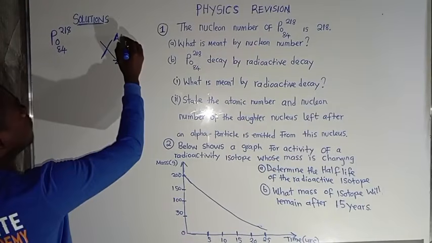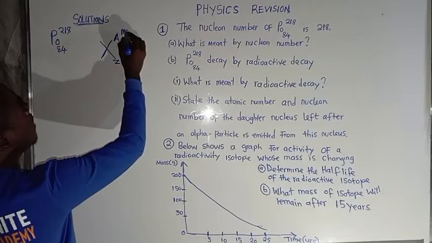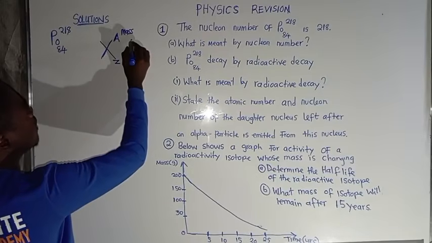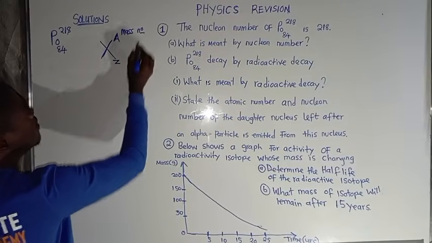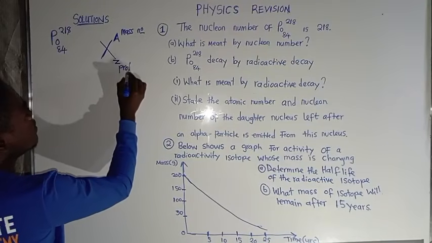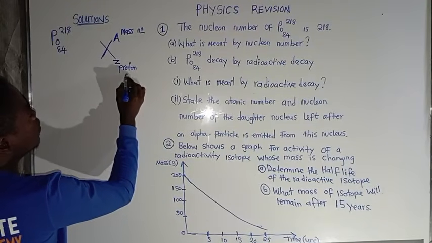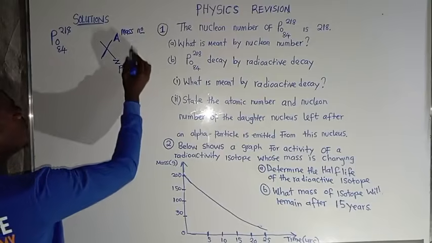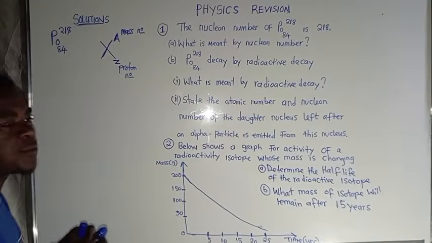So what is found on top is the mass number. What is down is called the proton number. The Z is the what? The proton number. These have special names.